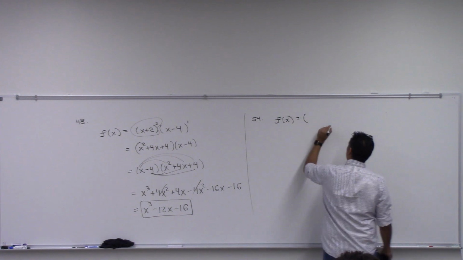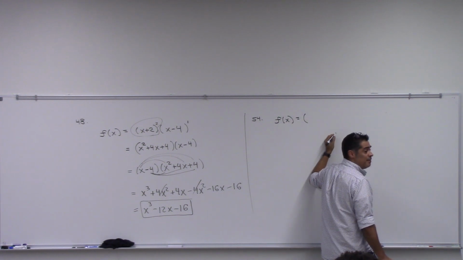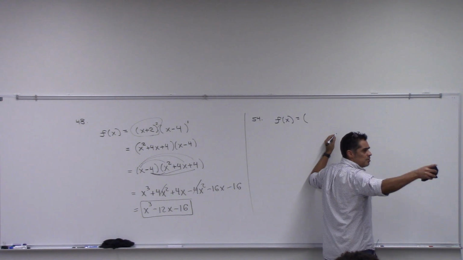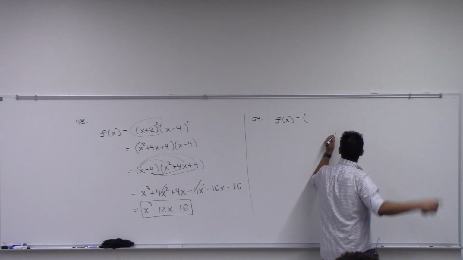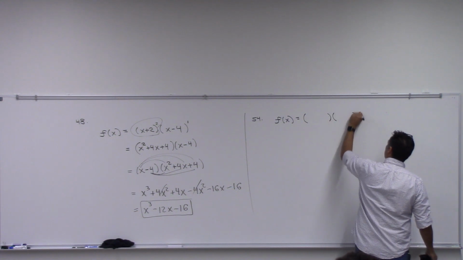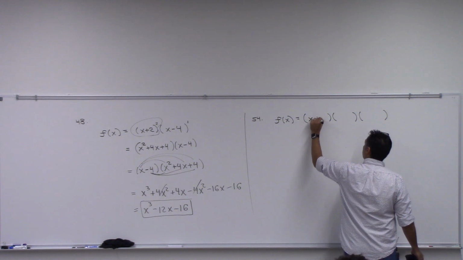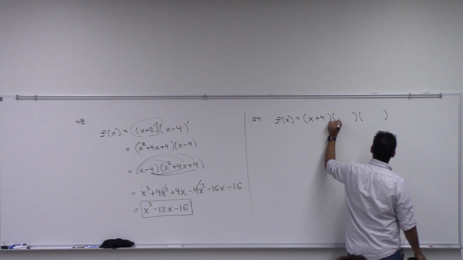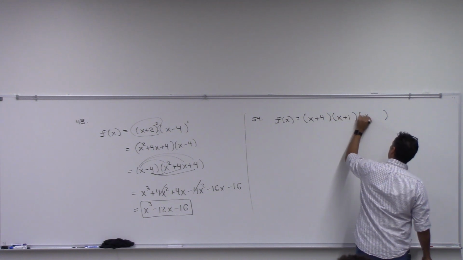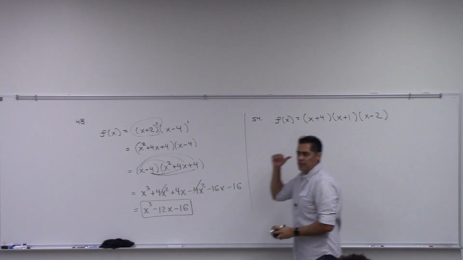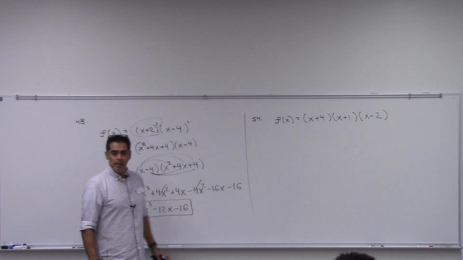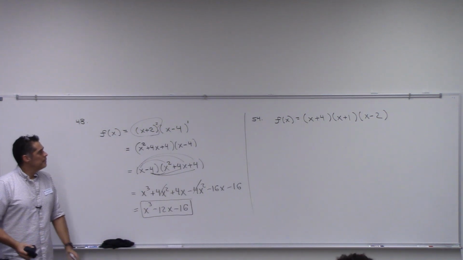What are the factors? How many of them am I going to have here? I have 3 zeros, right? -4, -1, and 2. So I need 3 factors, don't I? They are x plus 4, x plus 1, and x minus 2, right? You're just always taking the opposite of the 0 and putting it in there, right? Yes? And then you got to put the plus 16 on it.